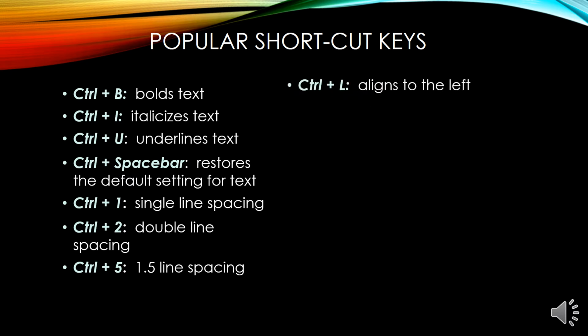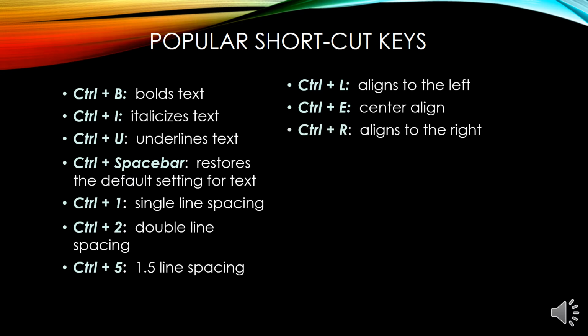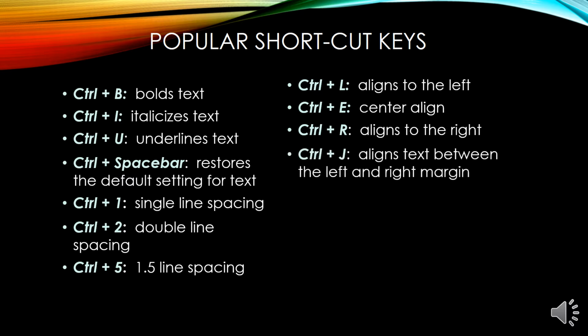Control+L will align a paragraph on the left side. Control+E will center a word or a paragraph. Control+R will right align either a paragraph or text. Control+J justifies aligns. That means it aligns it from the left to the right margin. Control+Enter creates a page break and starts a new page in a document.